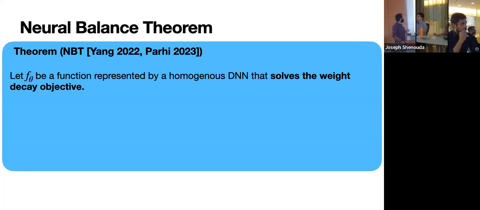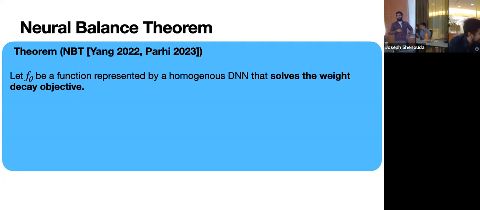Basically it says this: let f, parameterized by theta, be a function represented by a homogeneous deep neural network that solves the weight decay objective. And by homogeneous deep neural network, I mean literally any deep neural network architecture, transformer, CNN, recurrent neural network, a regular MLP, but it has some layers in there that are homogeneous. So that can be linear layers, that can be ReLU layers, leaky ReLU, etc. So let f theta be that function.